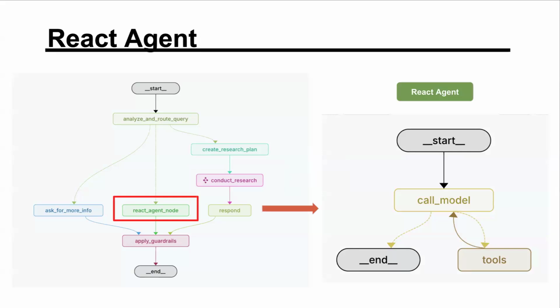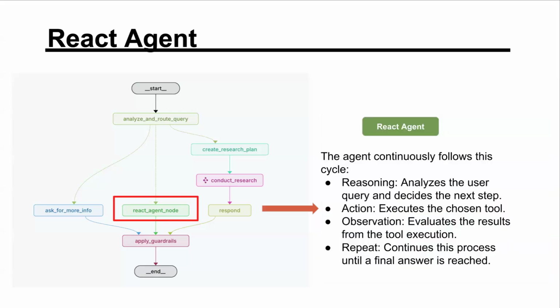And for some queries that need very specific information other than the database, it will route to the React agent. The tool here is the online search tool. So this is the logic of this React agent. First it analyzes the user's query and decides whether we need to use the tool or whether we just answer it.